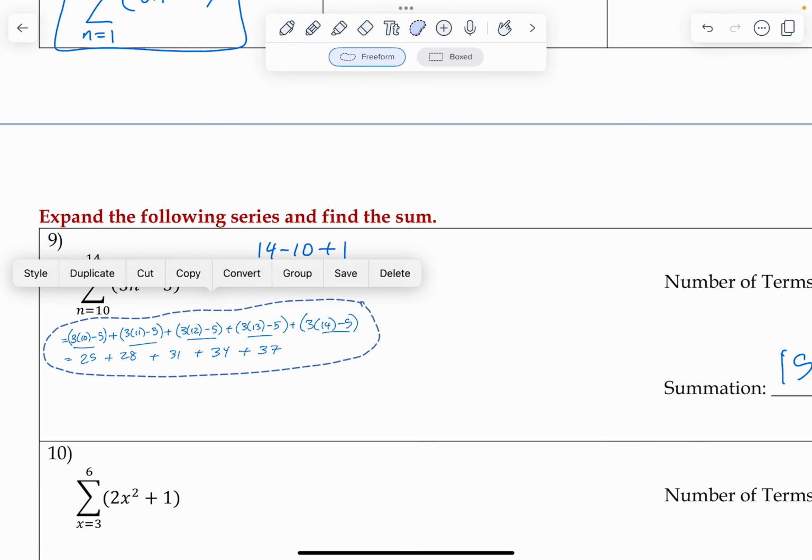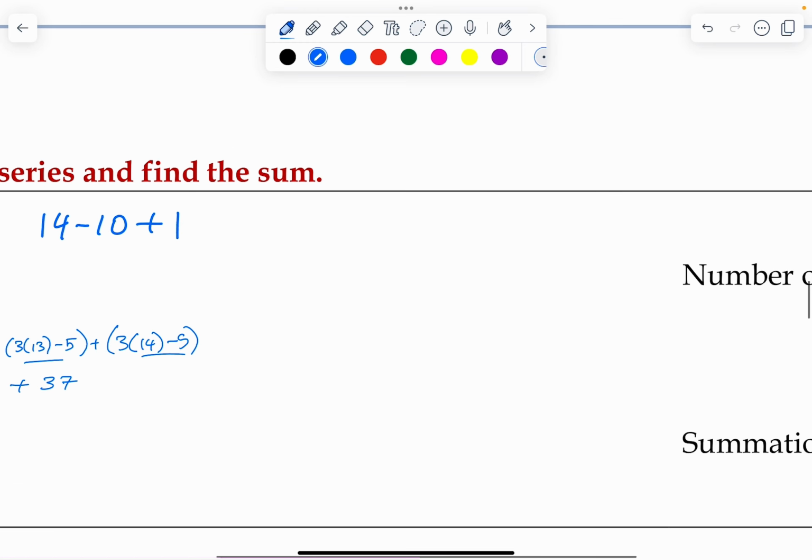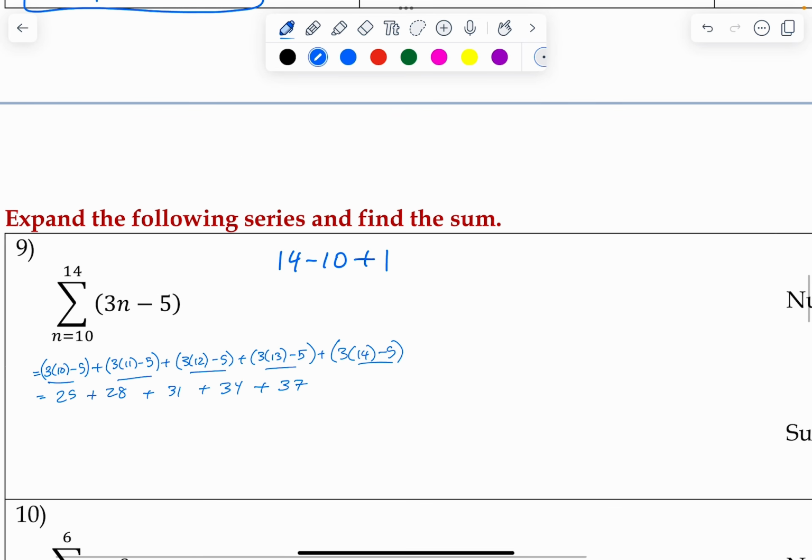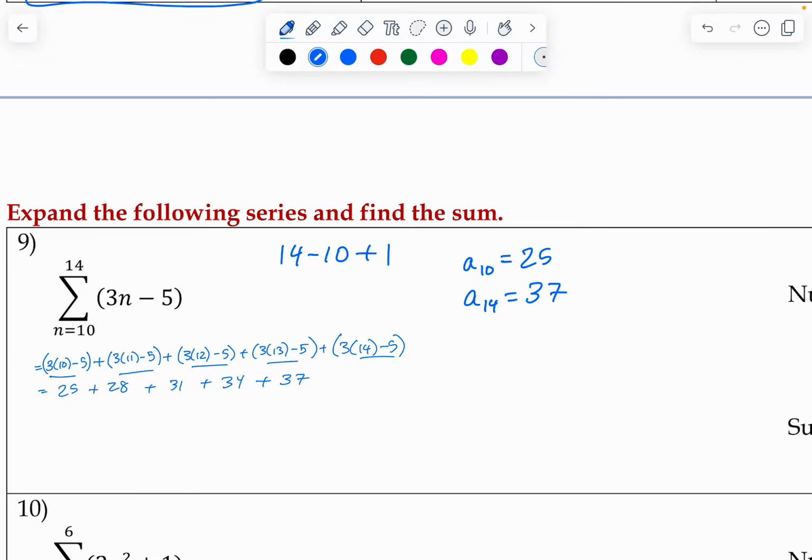There it goes. Okay, so what I know in this particular problem, is that not actually my first term that I care about? It's not term 1, it's the first term I care about, which happens to be a sub 10. When I plug in 10, I get 30 minus 5, 25 is the first term I care about. The last term I care about is actually the 14th term. Plug in 14, we had 42 minus 5 was 37.